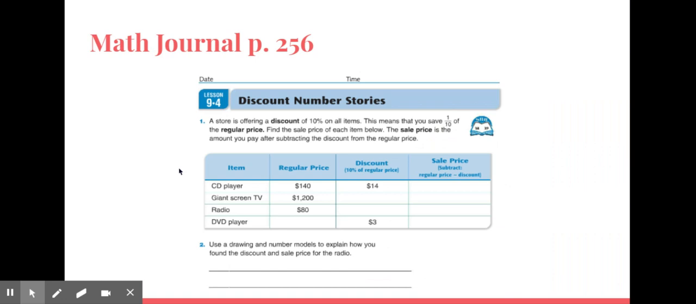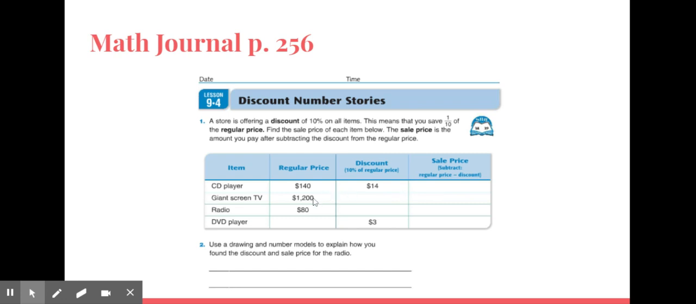All right, here are some number stories where you might have to practice using 10%. So this store is offering 10% off their items. So you're going to take 10% off the regular price. First, the CD player cost $140. They say it's 10% off, and again, you take the decimal, move it over once. So the discount is $14. To figure out the sale price, it says subtract the regular price minus the discount. You can do this on your calculator. Do 140 minus 14, and you'd get 126.